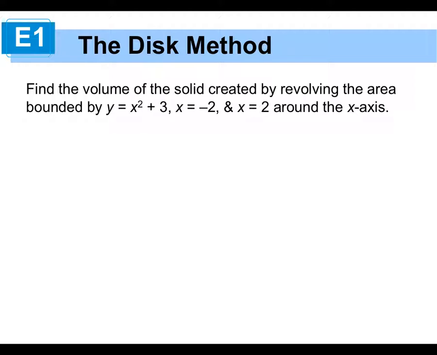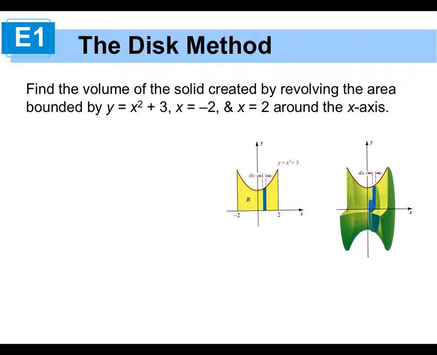Vertical line. Vertical or horizontal? Vertical. Yeah, add negative 2. And x equals 2? Same thing. And then around the x-axis. Okay. A sketch will help you. I already have one. Okay.